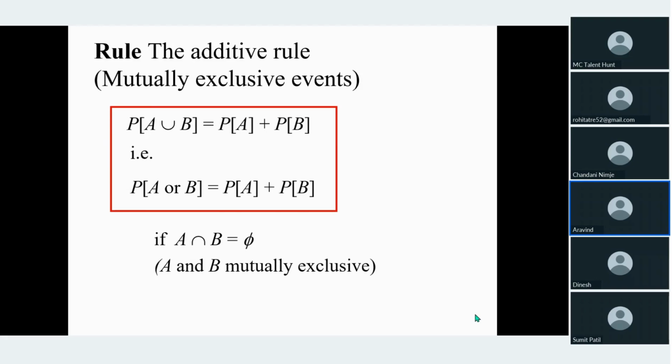The addition rule is for mutually exclusive events, where if you want to do the addition, like P of A union B. A union B is nothing but a combination of A plus B. Yes or no? You can also write it as P of A or B equals P of A plus P of B, if A intersection B equals phi, because A and B are mutually exclusive. What is phi, guys?